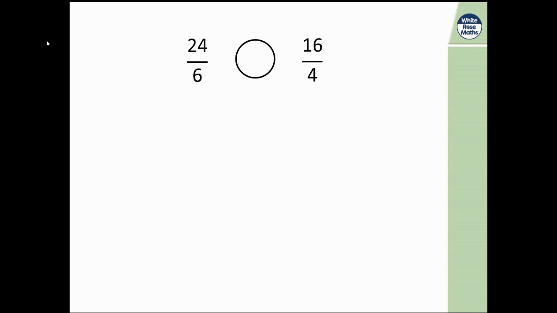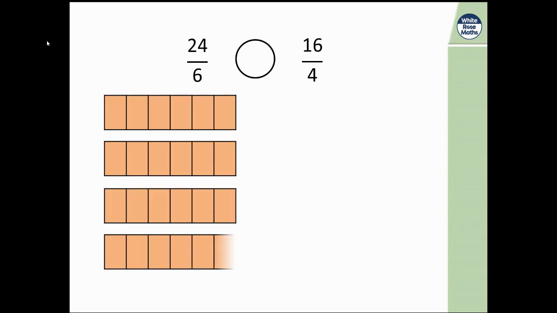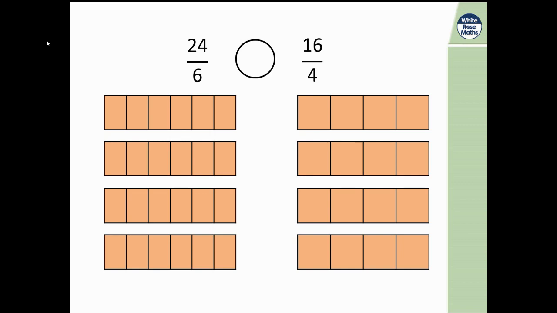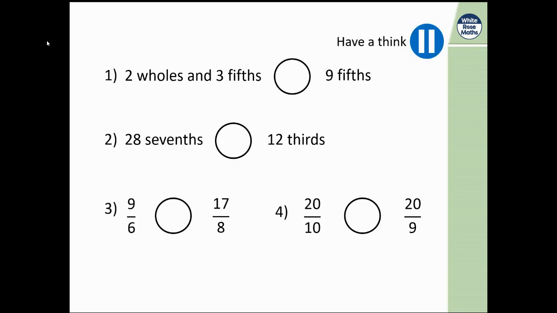So what symbol is going to go in the middle? Less than, greater than, or equals? If you said equals, you're right, because of course they are both the same. They are both 4 wholes. That's nice. No rules on that one, I'm afraid. No little cheats that we can do. We have to try and work it out. Equals.